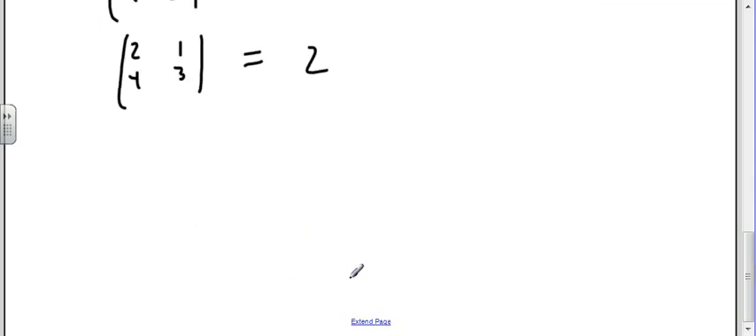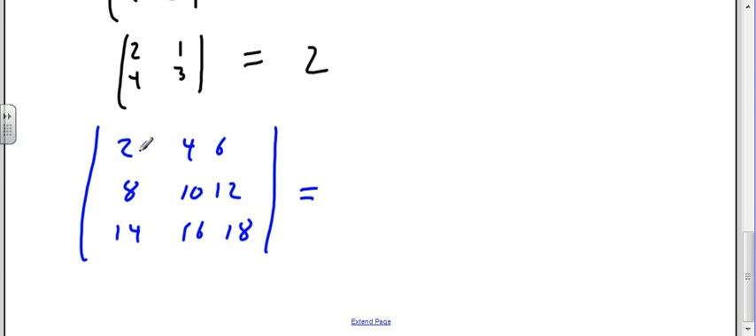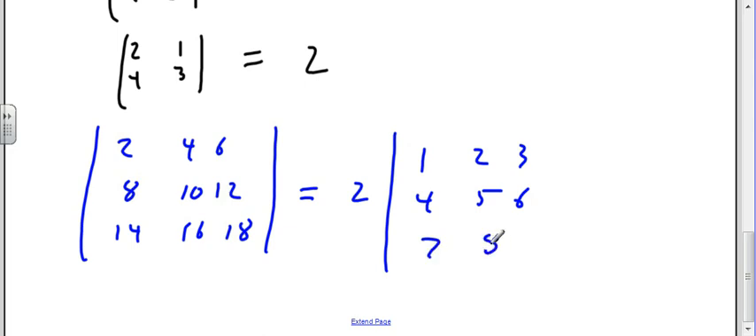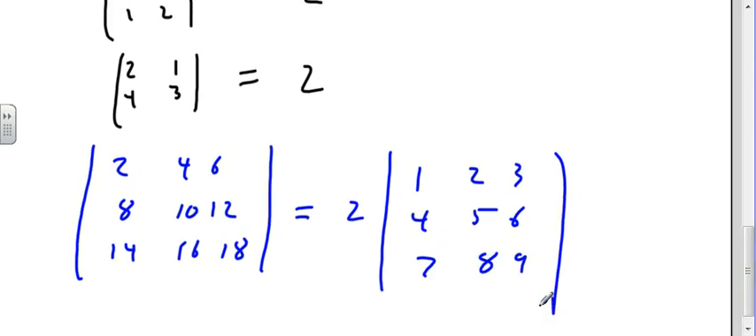If I have something that looks like 2, 4, 6, 8, 10, 12, 14, 16, 18, and I want that determinant, then that determinant would be the same as if I took a 2 out and multiplied it, 2 times 1, 2, 3, 4, 5, 6, 7, 8, 9. So I can factor out something out of every component if I have a common factor. If a row or column is multiplied by the same number k and added to another column, the thing stays the same.